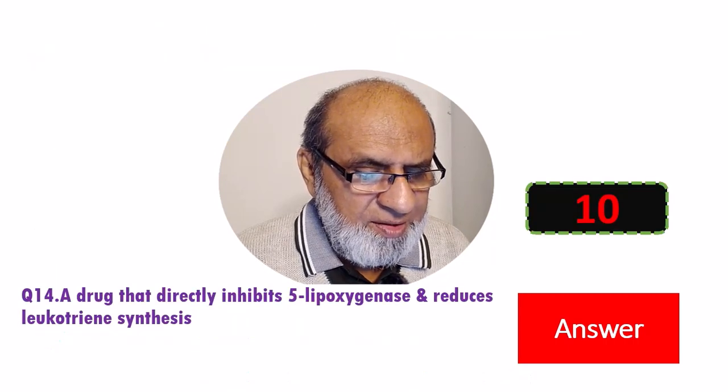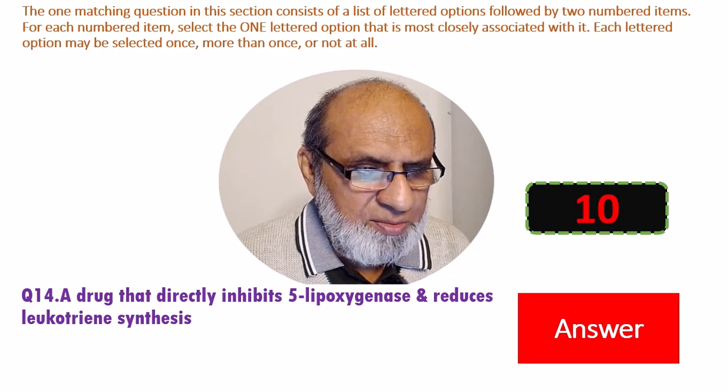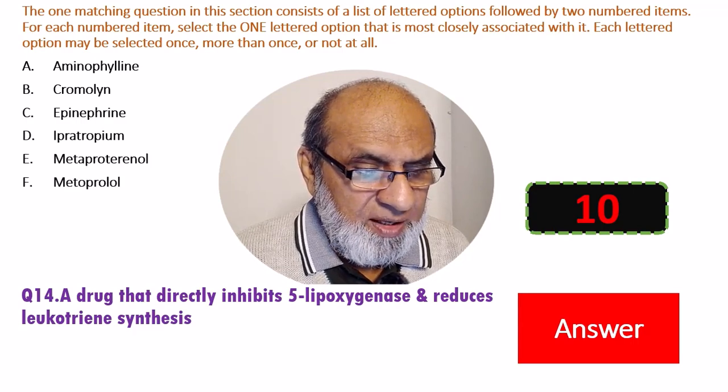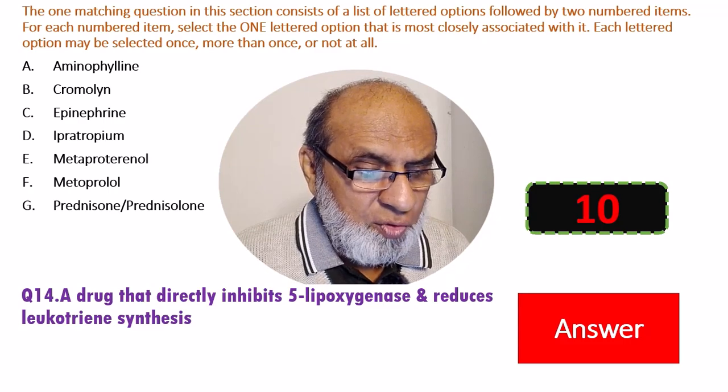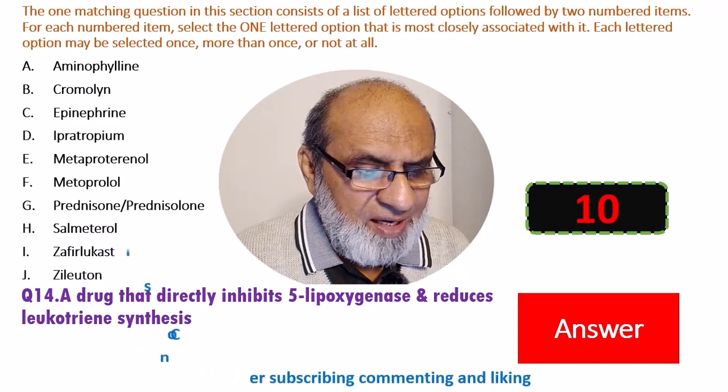Question 14. A drug that directly inhibits 5-lipoxygenase and reduces leukotriene synthesis. Select the one lettered option that is most closely associated with it. Each lettered option may be selected once, more than once, or not at all. A. Aminophylline, B. Cromolyn, C. Epinephrine, D. Ipratropium, E. Metoprolol, F. Metoprolol, G. Prednisone or prednisolone, H. Salmeterol, I. Zafirlukast, J. Zileuton.